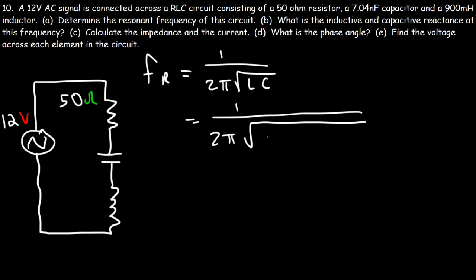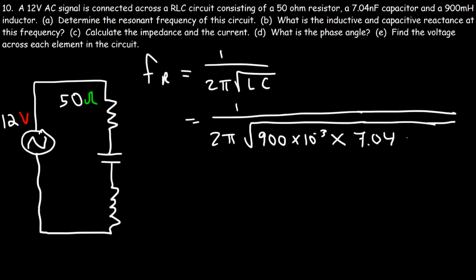In this problem, L is 900 millihenries, or 900 times 10 to the minus 3. And the capacitance is 7.04 nanofarads, or 7.04 times 10 to the minus 9 farads. So you should get a resonant frequency of, if we round it, 2000 Hertz, or simply 2 kilohertz. So let's put that here.